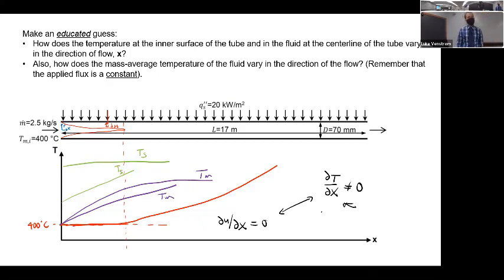Alex? We have steadily developing thermal conditions. Okay, so it continues to develop, but somehow something steadies out. So there is some transient thing that decays.